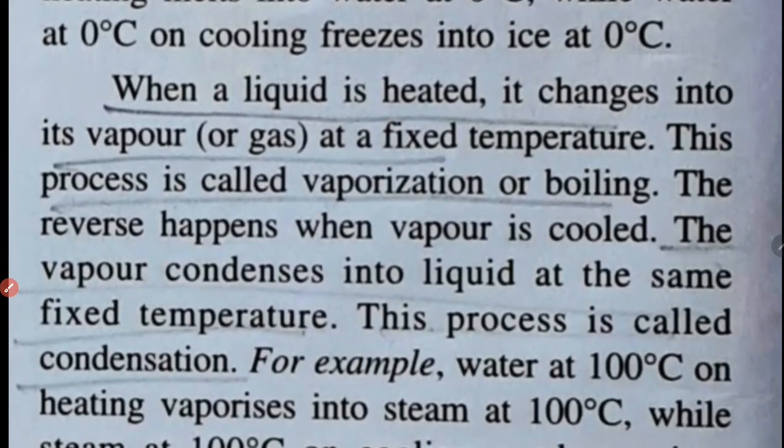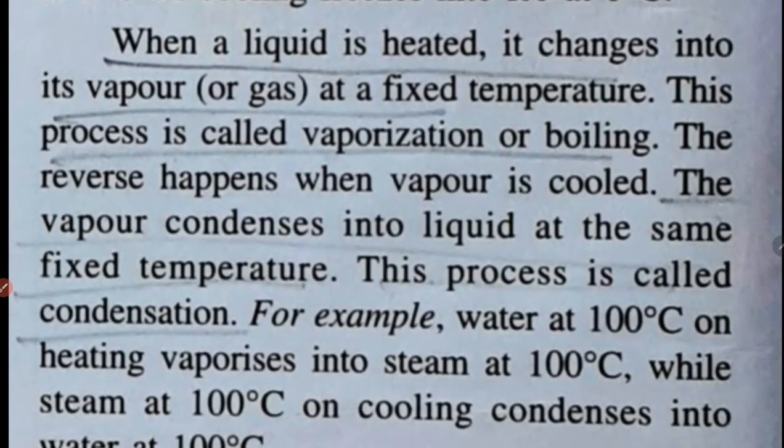Going to the next paragraph, when a liquid is heated, it changes into its vapor or gas at a fixed temperature. This process is called vaporization or boiling. Now the reverse happens when the vapor is cooled. The vapor condenses into liquid at the same fixed temperature like before, like water freezing into ice at 0 degree Celsius and the ice melting at 0 degree Celsius. So here there are two processes, one is boiling or vaporization, the other one is condensation, the reverse process of this.